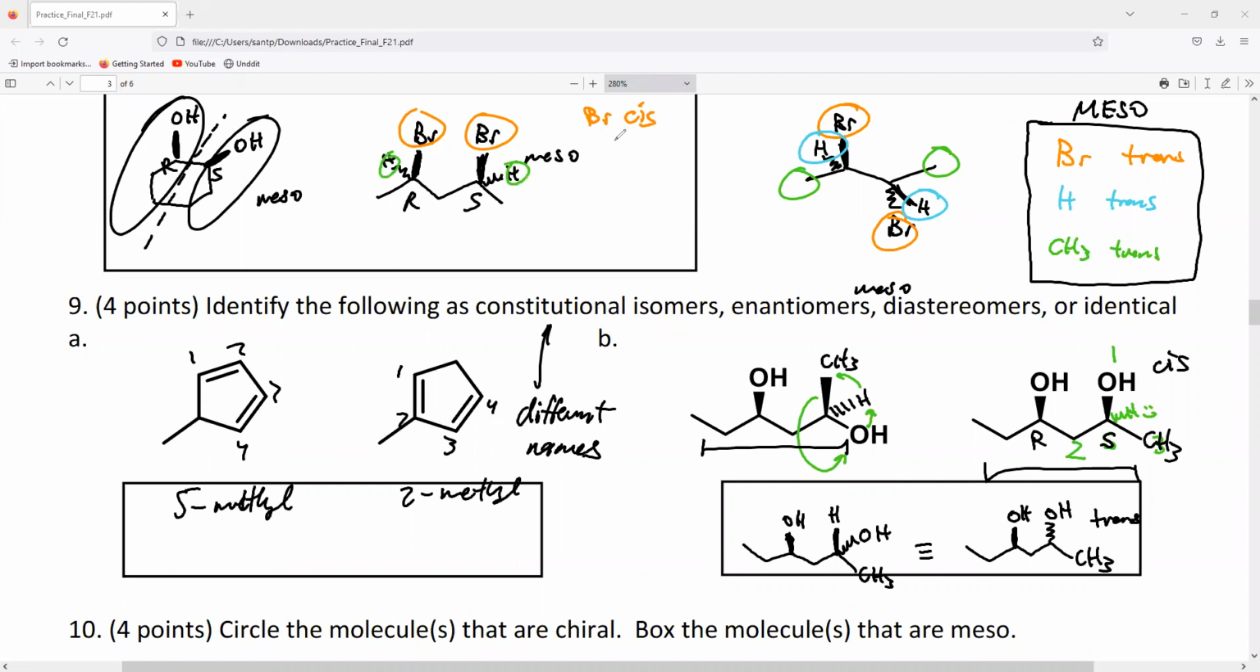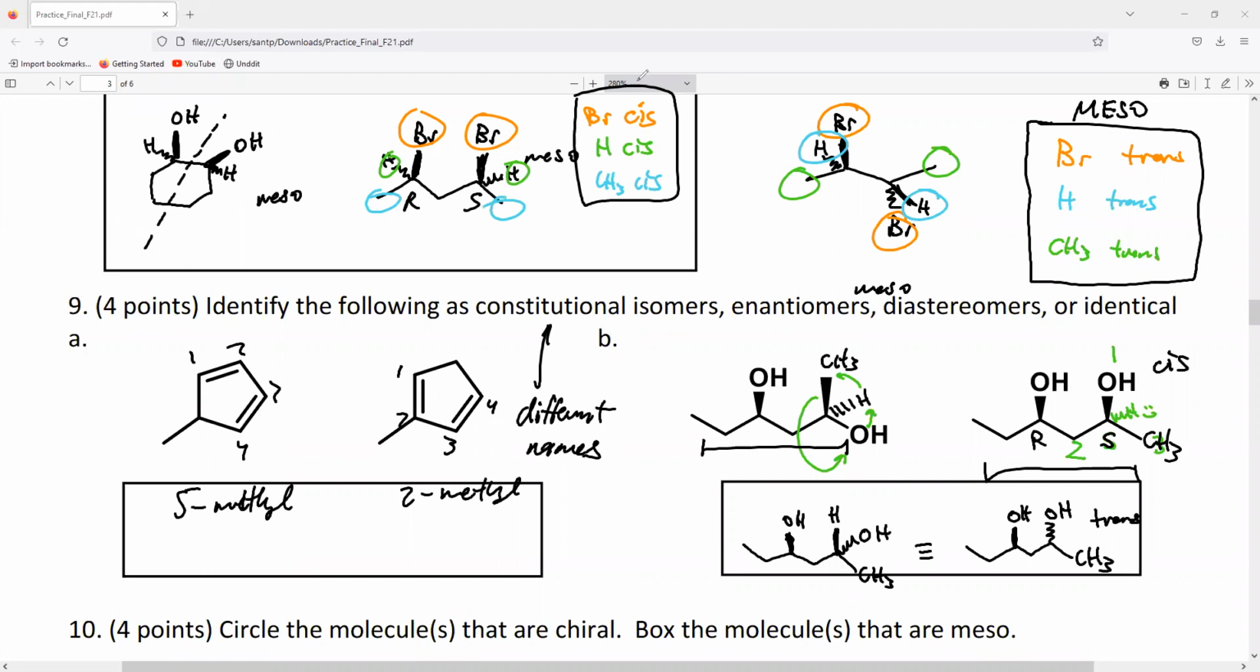The hydrogens are cis, and the methyls are cis. Okay, this is also congruent with the meso molecule. You can also do it even here too, on all of these. So you can use this little trick here if it makes sense. And some people have a hard time with this one. I can understand why. It's a very visual thing.